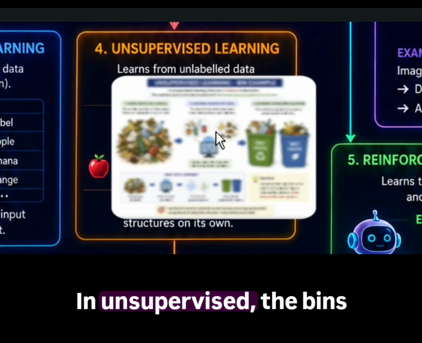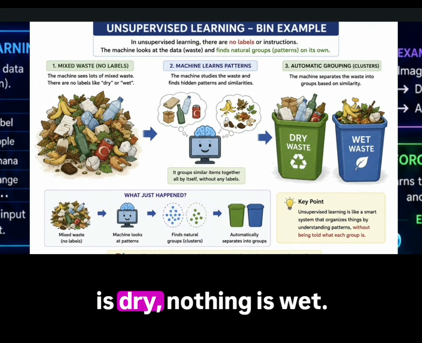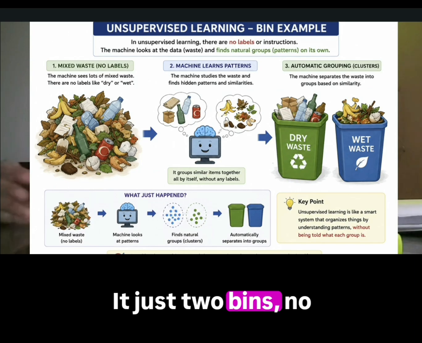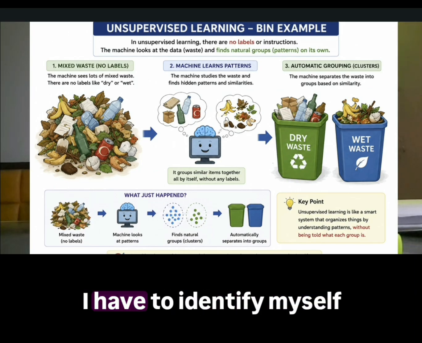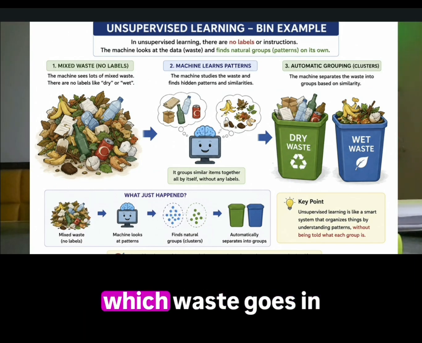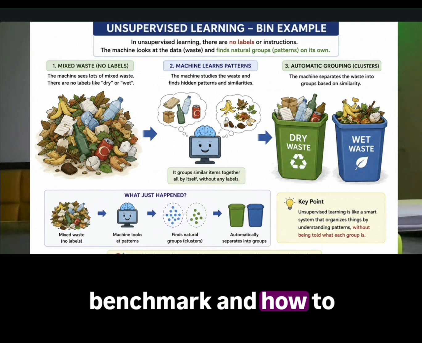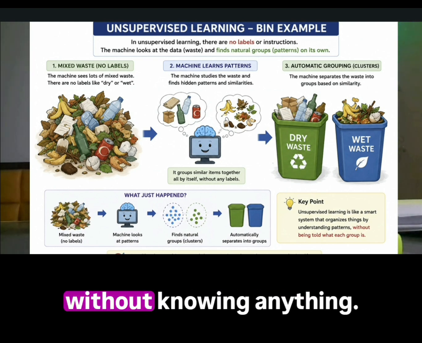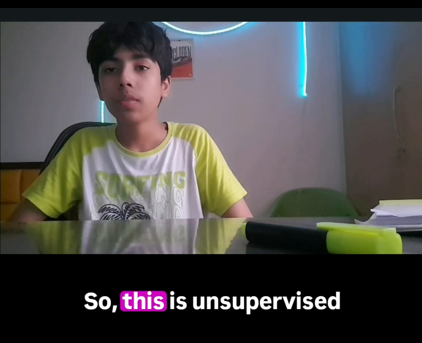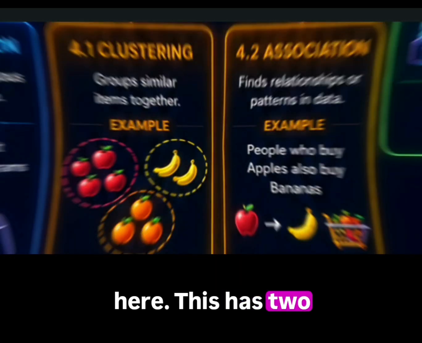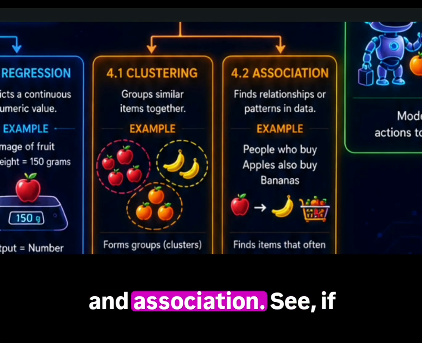Now the second category is unsupervised. In unsupervised, the bins are not labeled. Nothing is dry, nothing is wet. It's just two bins, no label is there. So I have to identify myself which waste goes in which one and how to segregate both the waste without knowing anything. So this is unsupervised learning. This has two categories: clustering and association.